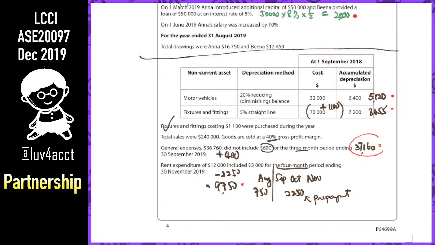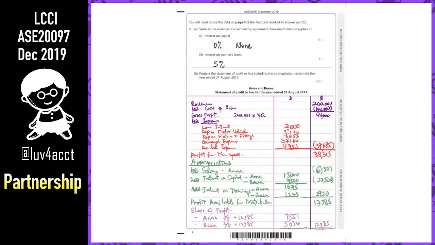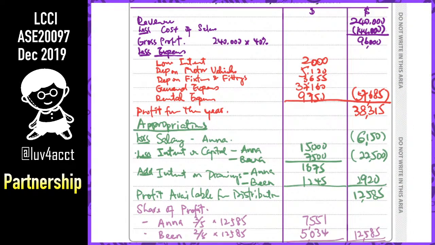Not the whole amount of accrual and prepayment, because the whole amount to be adjusted is for level 1, not level 3. One more item that we usually easily miss is loan interest. Remember, loan interest from a partner is an expense, so it goes to the expenses category. It's not an appropriation item, it is an expense, so it appeared there before profit.